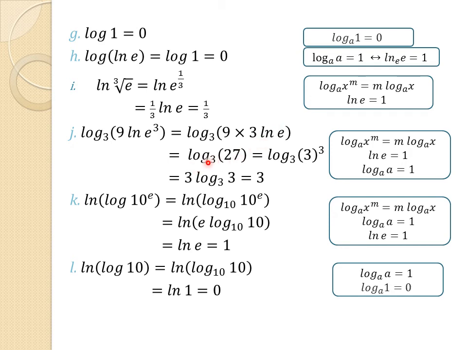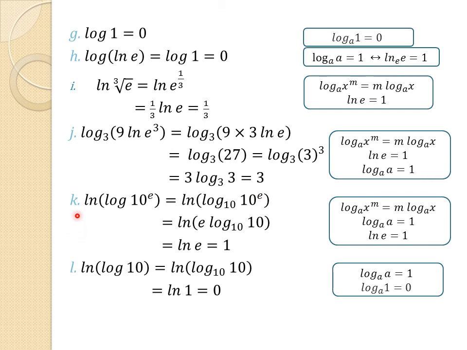Now we have logarithm 27 to base 3. Just rewrite 27 in the form of 3. This is 3 power 3. This 3 will be multiplied by the logarithm, and we will have logarithm 3 to base 3. Those two values are equal, so the value of the logarithm is 1, and 3 times 1 equals 3. Here are the properties that we used.